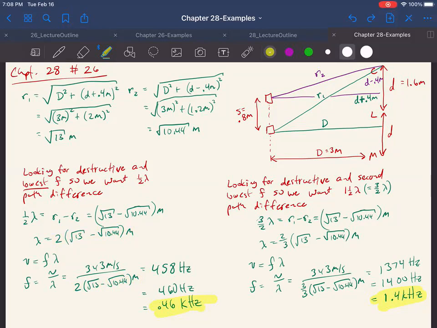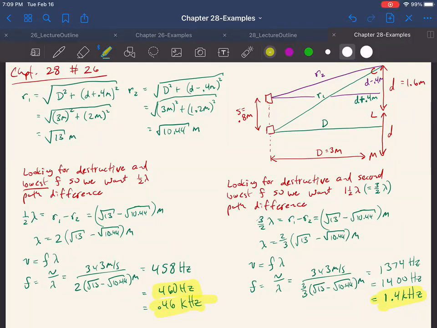Once I did that, it gave me 458 hertz. The problem wanted you to give it, I think, with 2 significant figures. So I went with 460 hertz, or you could also make that 0.46 kilohertz. Either one of those is the lowest frequency that will work. I don't know which one the homework actually wants, but they're the same thing. So those are the answers.